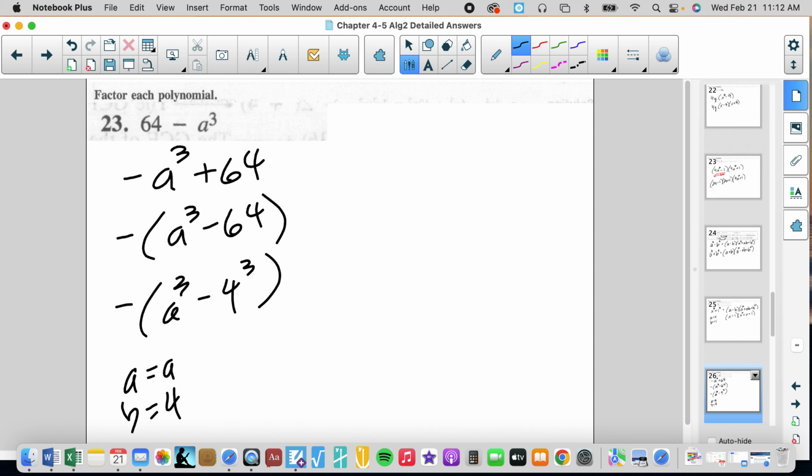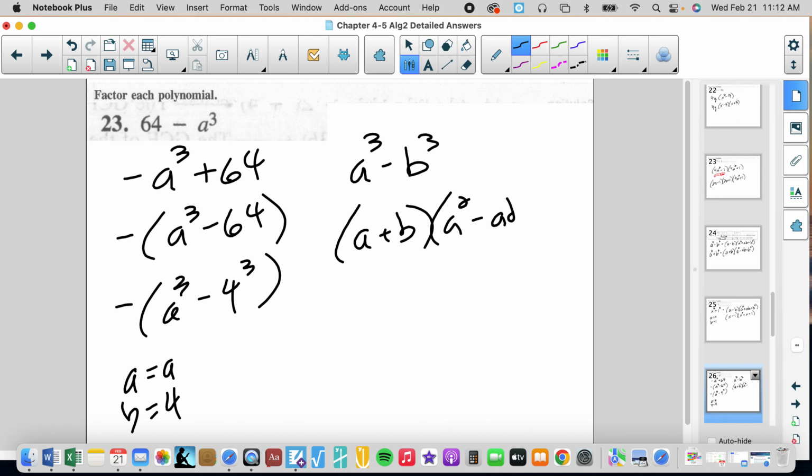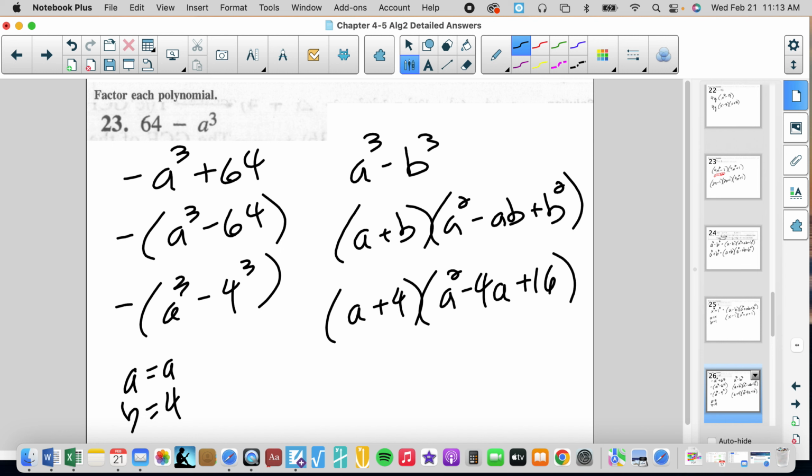So if this is the difference, so we know that a cubed minus b cubed is going to equal this template. A plus b, it's always the opposite, a squared minus ab plus b squared. So let's fill in our a's. A equals a plus 4. And then we get a squared minus a times b, which is 4a. And then let's do 4 squared, which is plus 16. Pretty sure that was it.